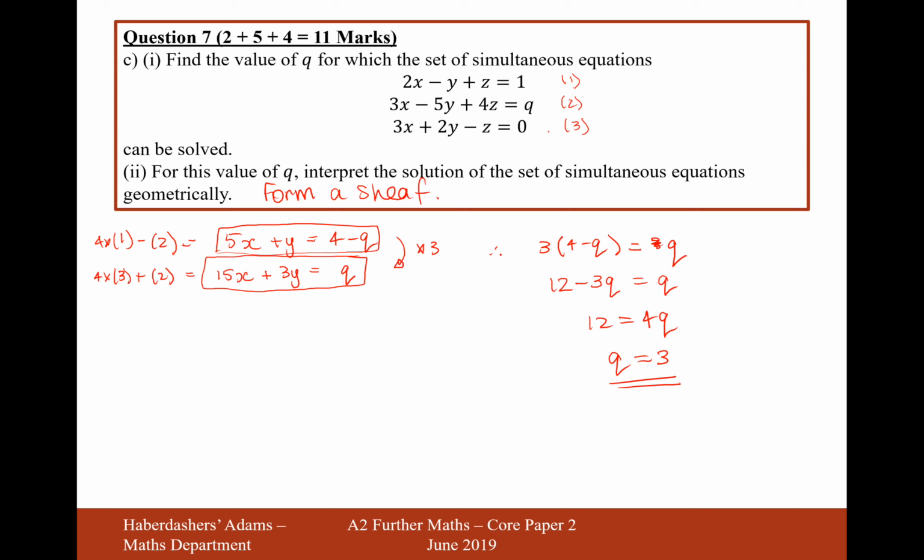So q equals 3 is the answer here. So when q equals 3, the three planes form a sheaf. They intersect along a shared line. They intersect along a common line. And there we are, that's the answer for question 7, worth 11 marks in total. Let's now move on to question 8.